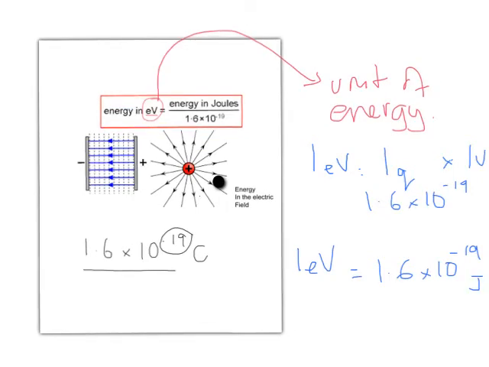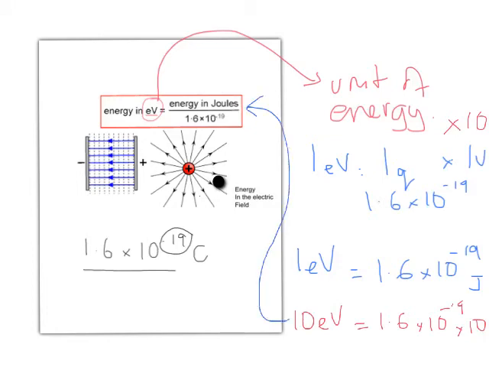If we have 10 volts, then we would have 10 electronvolts, because it would be 1.6 times 10 to the minus 19 times 10. In general, the formula that you would use to convert is this one here. The energy in electronvolts is equal to the energy in joules divided by the charge on an electron, which is 1.6 times 10 to the minus 19.